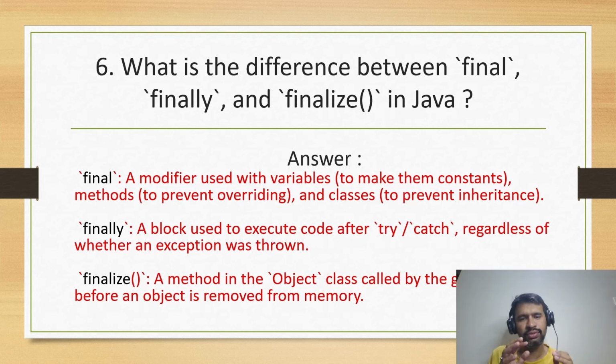Finally is used with the try catch combination, or it can be used with try also. Regardless of whether an exception is thrown in the try, it will be executed. It is mainly used to release or close the open resources in the try block. And finalize is called by the garbage collector before an object is removed from memory. I hope you got the difference. Let's move on to the next question.